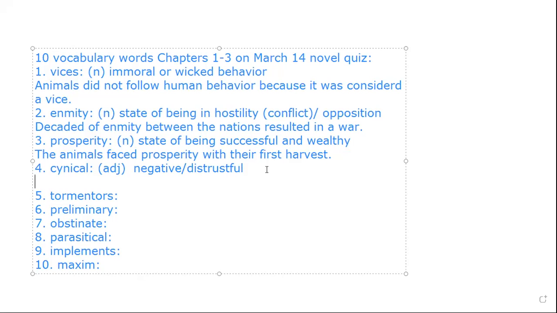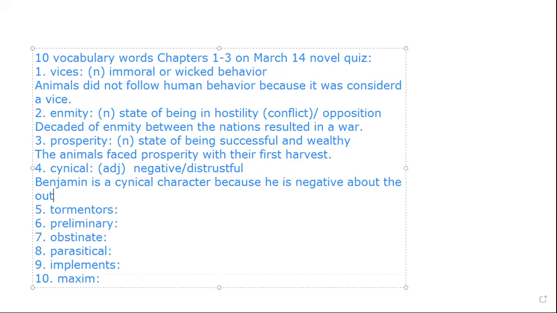All right, so here we see Benjamin. Benjamin is a cynical character, okay, because he is negative about the outcomes of the revolution. Even though all the animals around him are happy and they're celebrating the success, he isn't. Okay, he is cynical.